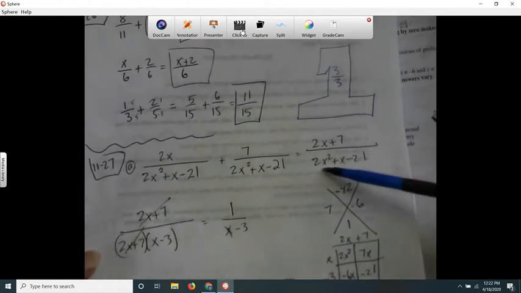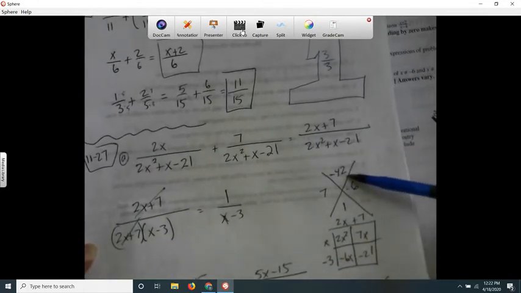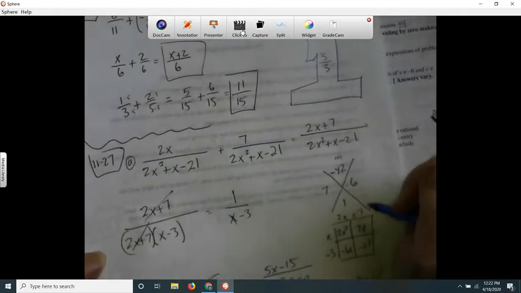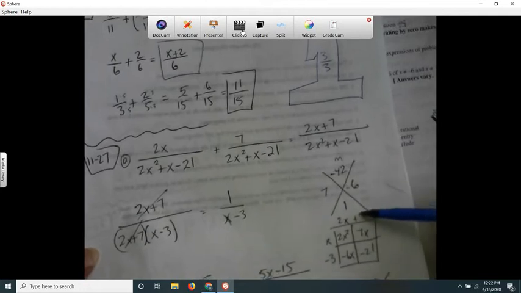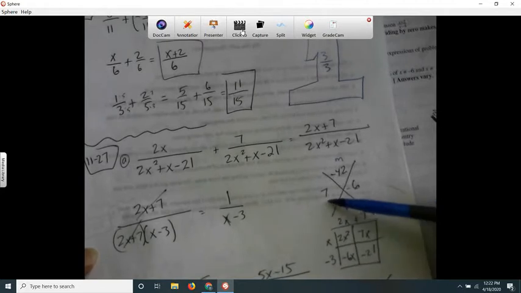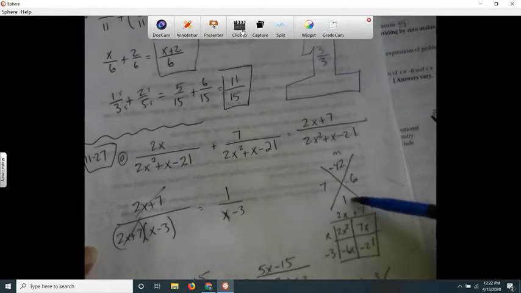So I went ahead and factored this one. 2 times -21 makes -42, so I need something that multiplies to make -42 and adds to make the coefficient of x, which is 1. So I know 6 times 7 is 42. If I make the 6 negative and the 7 positive, then they'll add up to 1.